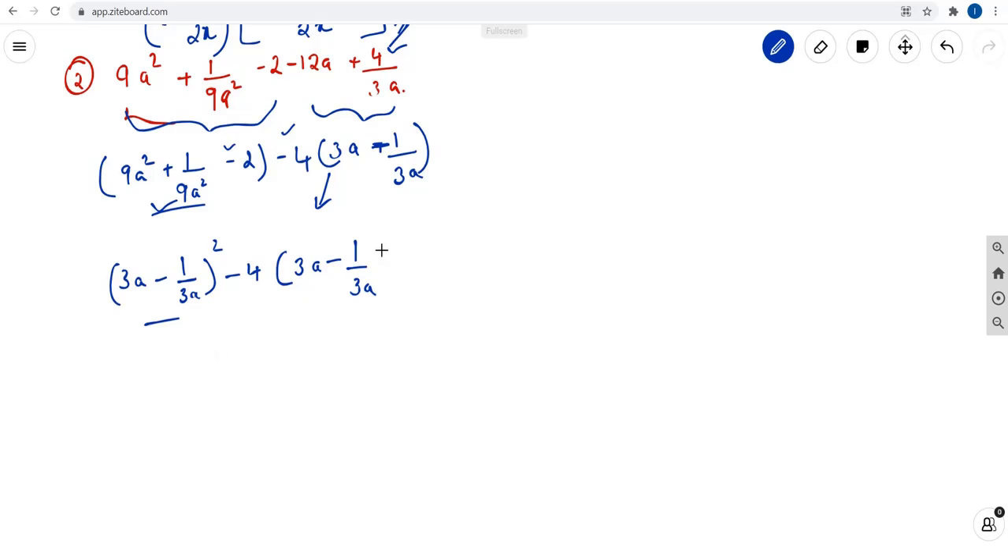Here I can take one term common from this and one term common from this. If I take one term common, this becomes 3a minus 1 by 3a, and one more term will be left. So it is (3a minus 1 by 3a) into (3a minus 1 by 3a minus 4). So this is the solution for problem number 2. I hope you have understood. We'll go for the next problem.